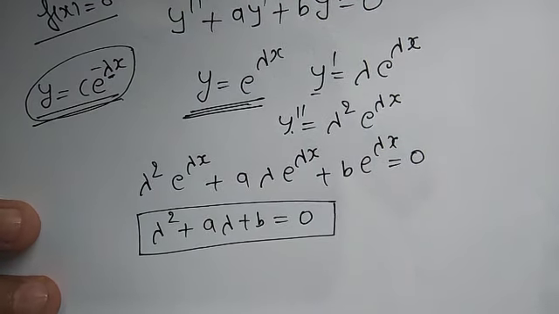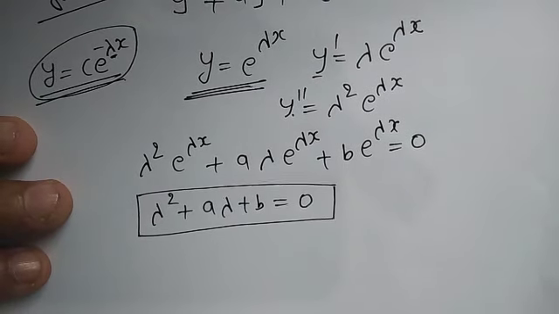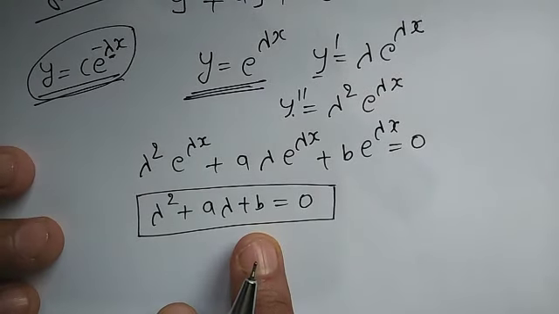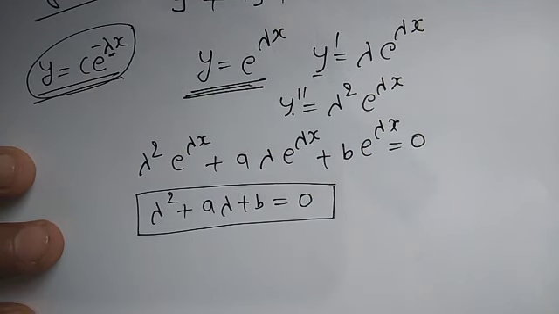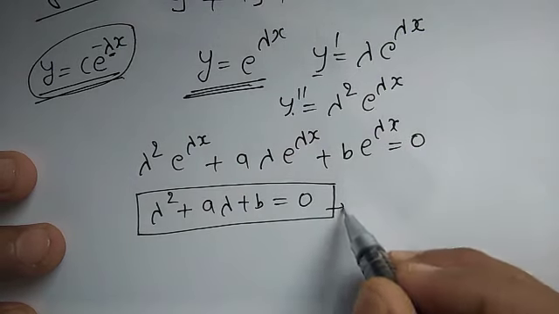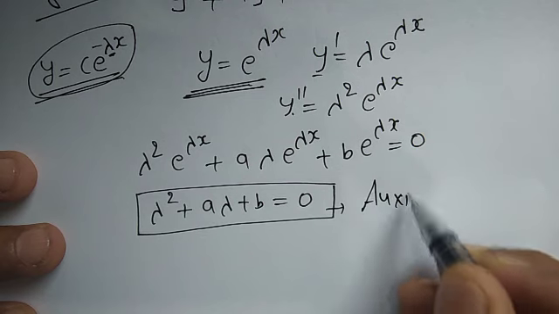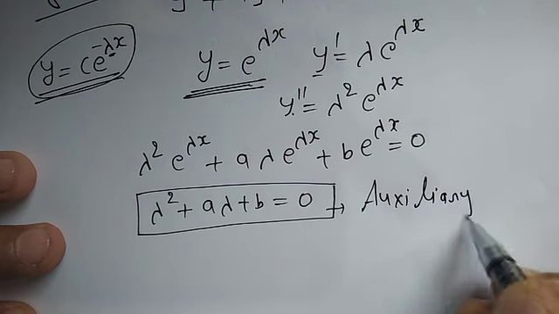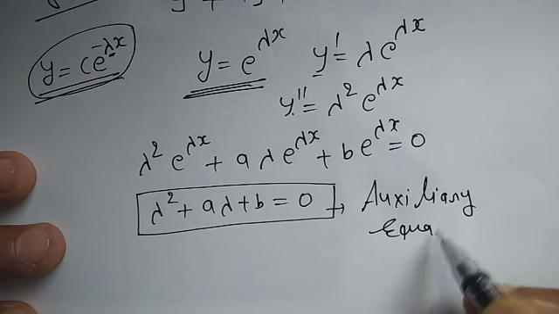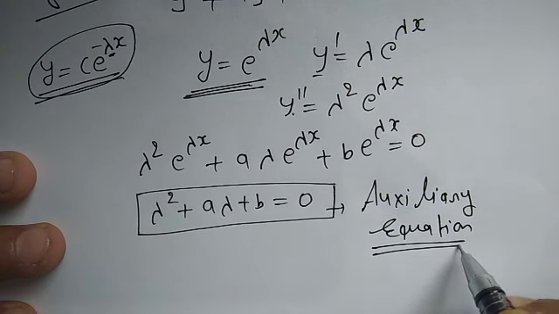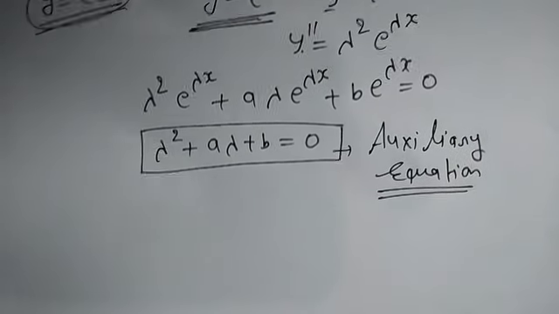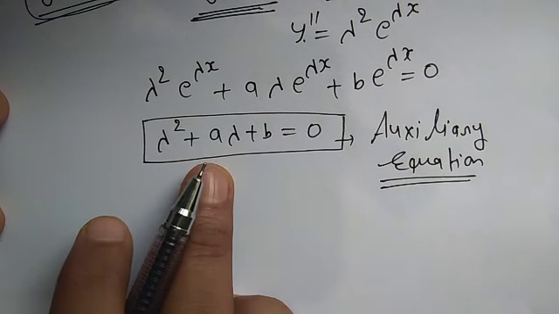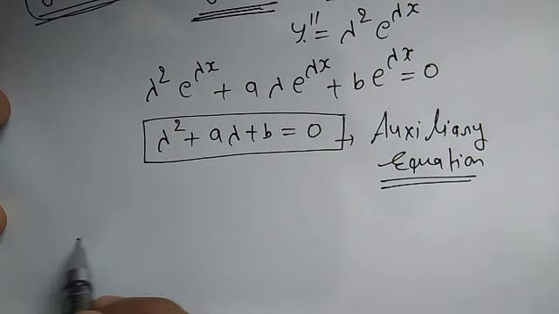So we have got this equation. This equation is called the characteristic equation or auxiliary equation. This is a quadratic equation, so we'll have two roots here.